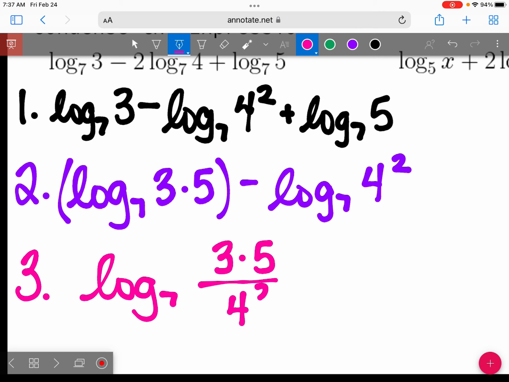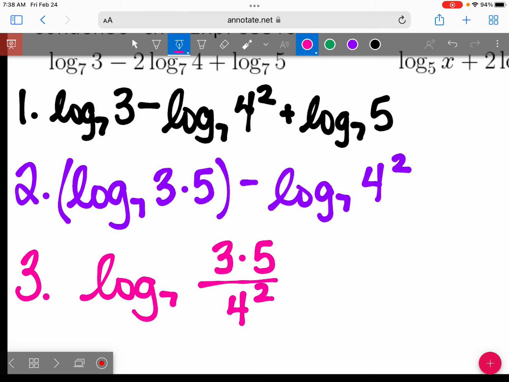Four squared is on bottom. Remember, we only want 1 log in the end. So what was being multiplied is on top. Whatever is being subtracted, whatever is negative, is going to be your bottom. Remember, top goes first, bottom goes second. Make sense?